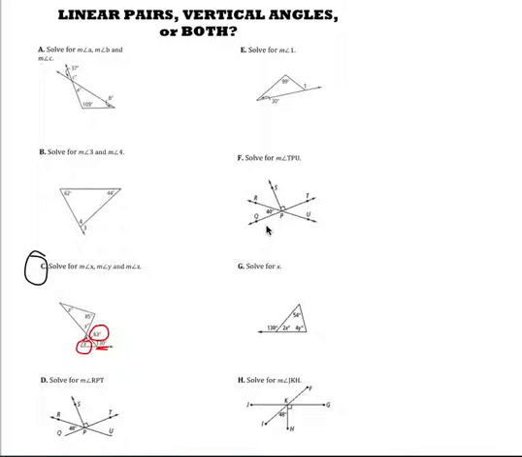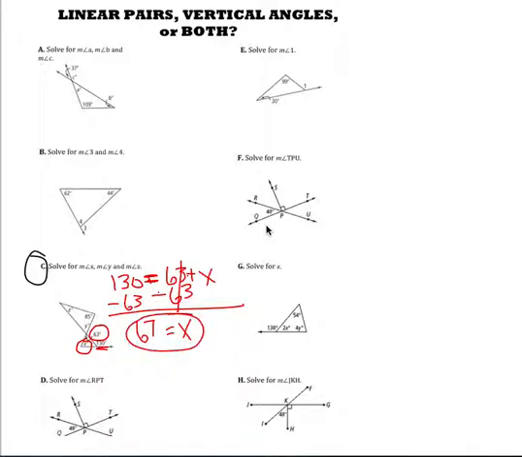So you can set up an equation, 130 equals 63 plus x. And then all you have to do is subtract 63 from both sides. And you get that x is equal to 130 minus 63, which is 67. So we've already found one angle.